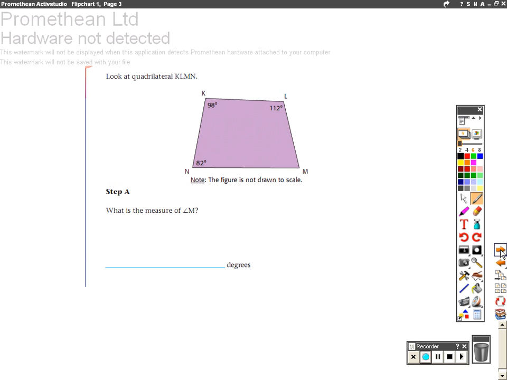Okay, problem 3 should look familiar to you. A couple weeks back, we looked at this when we were grading other students' answers. They gave me a picture of a quadrilateral, KLMN, and they want to know the measure of angle M. Okay, first thing I know, it's a quadrilateral, and I know a quadrilateral has to add up to 360 degrees. Then I'm going to take the angles that they gave me, and I'm going to total those up. So 112, 98, and 82.